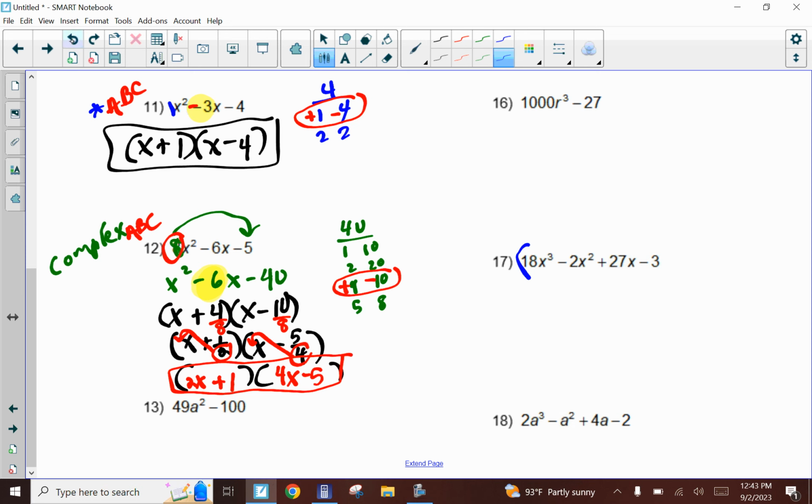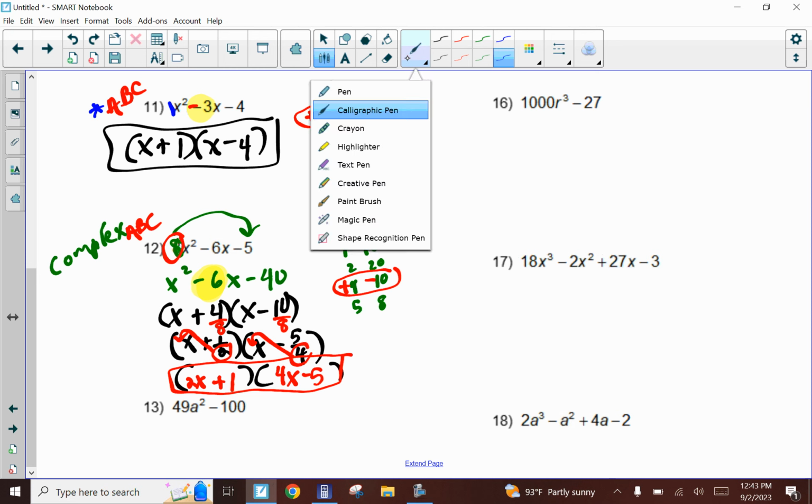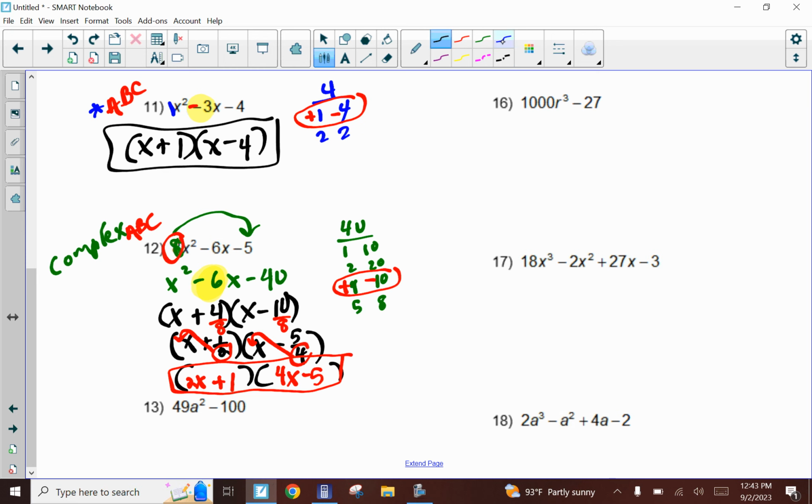Let me back up just a little bit. I'm going to have to use a different pen because this is writing too thick. So let me go into my pens. I'll use a skinny pen, and I'm going to group it like this. I want to be able to see that plus sign on the 27.